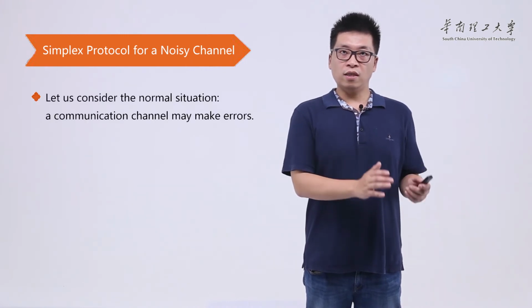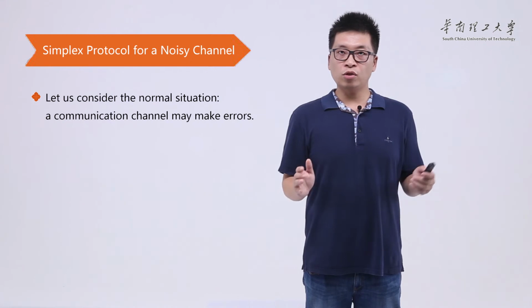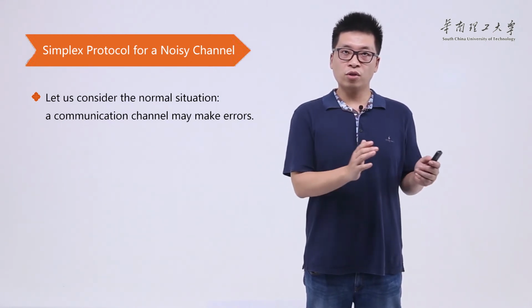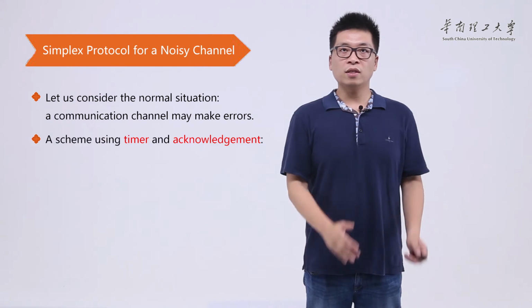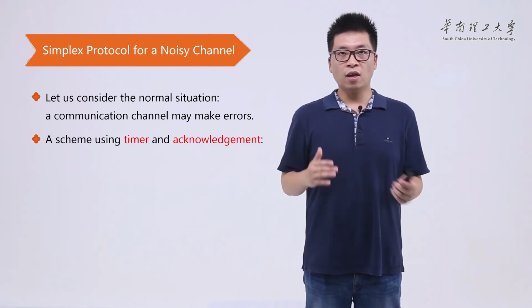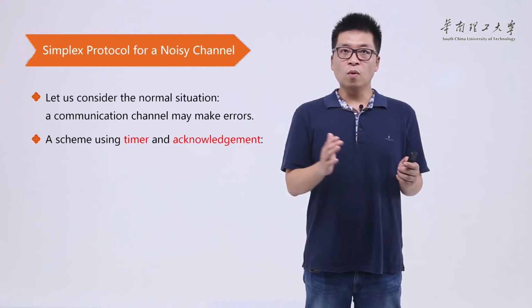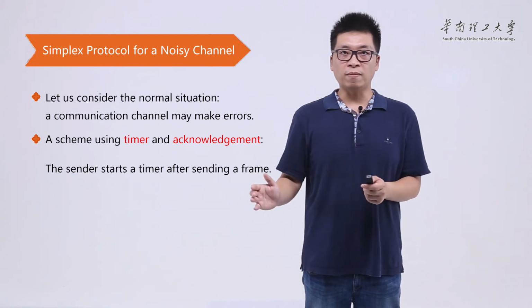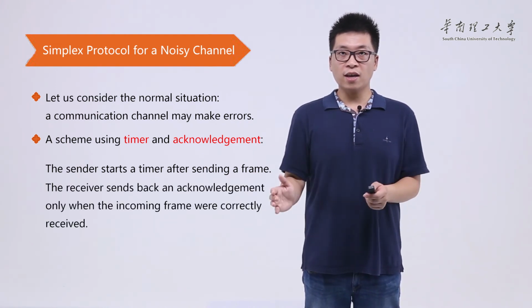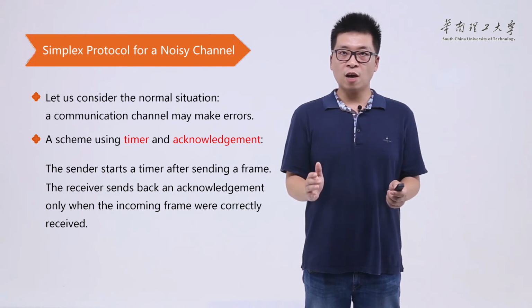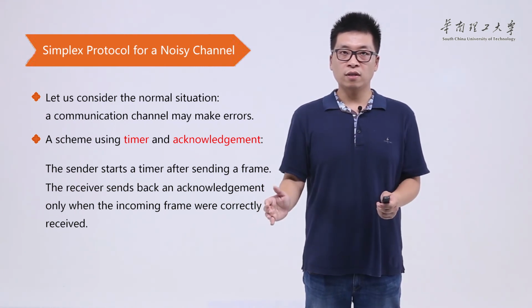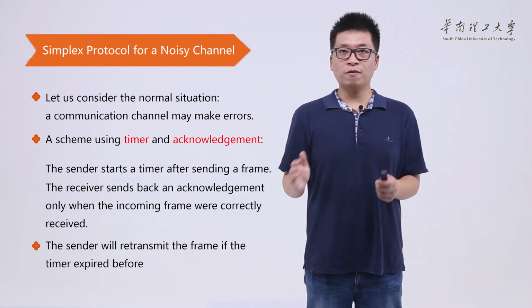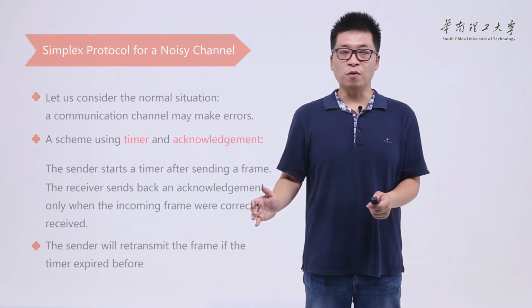We now look at protocol 3. We should consider something more realistic. In a normal situation, a communication channel may make errors. We are trying to look for a scheme using a timer and acknowledgement to handle errors. The scheme works like that. The sender starts a timer after sending a frame. The receiver sends back an acknowledgement only when the incoming frame was correctly received. The sender will retransmit the frame if the timer expires before the acknowledgement arrives.